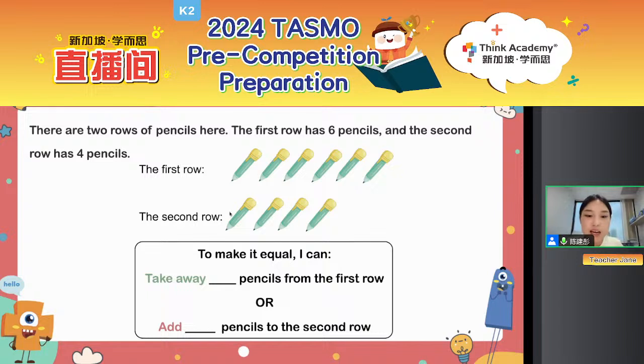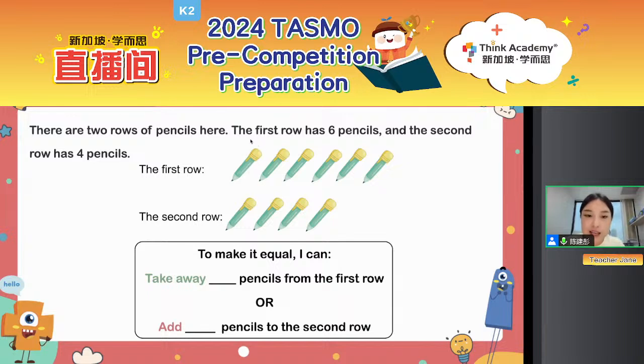So everyone, this time we can see that there are 2 rows of pencils here. The first row has 6 pencils. The second row has 4 pencils. So our task is to see if we can change the total amount of the pencils. If we want to make it equal, we can take away some pencils from the first row or add some pencils to the second row, right? So how many pencils can we take away from the first row so that they will have an equal amount?